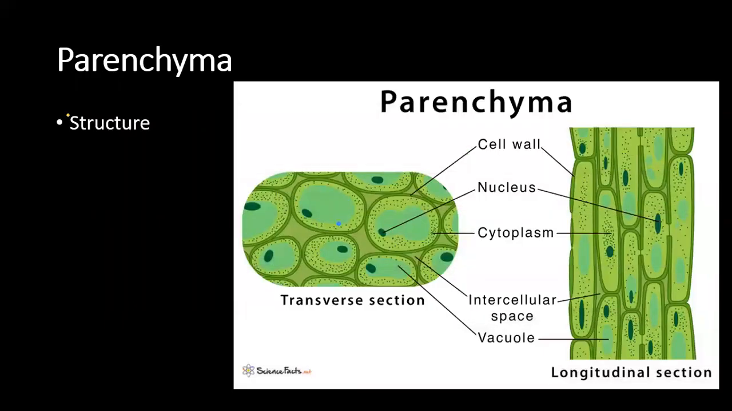So this is about the structure of the parenchyma. They are more or less isodiametric in shape, isodiametric in structure or shape. So more or less they have the same diameter from all sides. Then the cell shape is oval and they are loosely arranged.